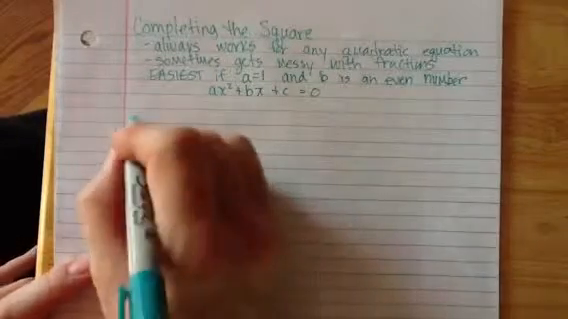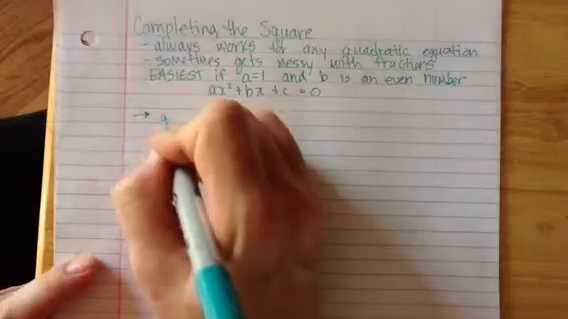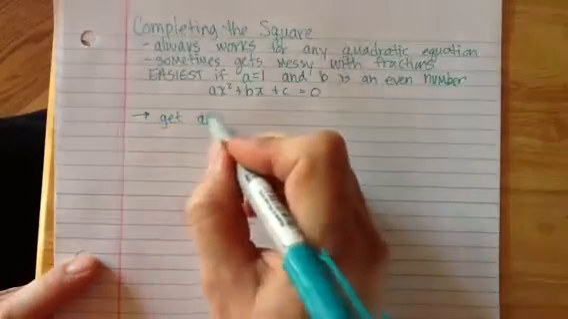So here were the steps that we used. The first thing we needed to do was get all the variable terms on one side.